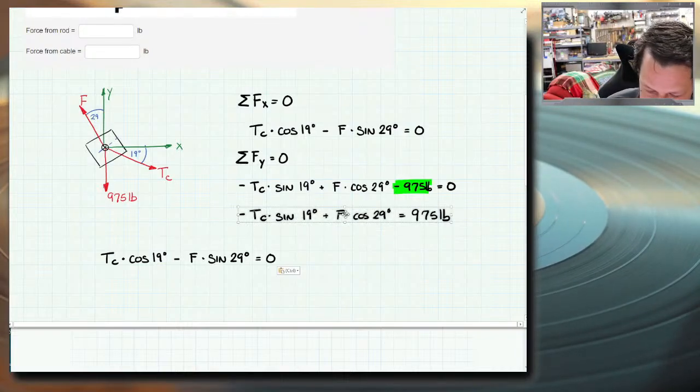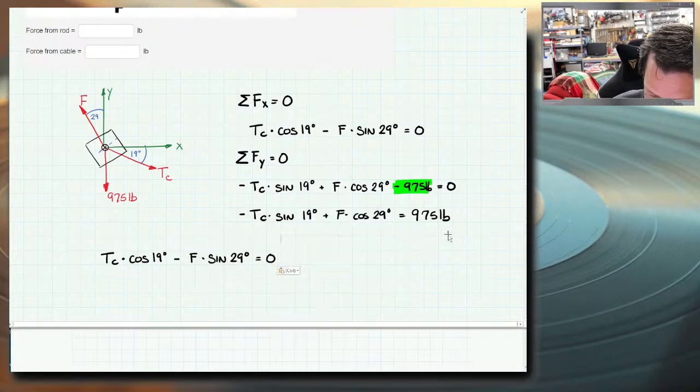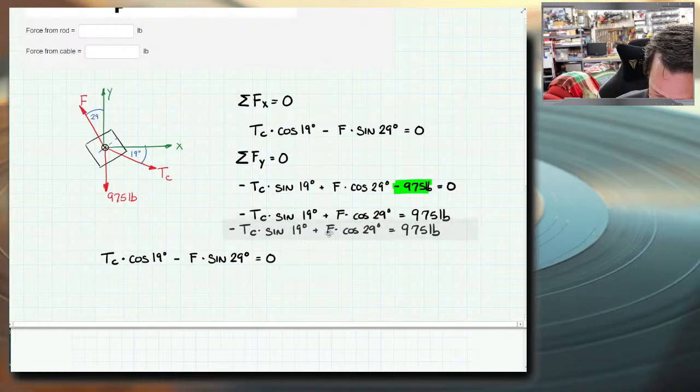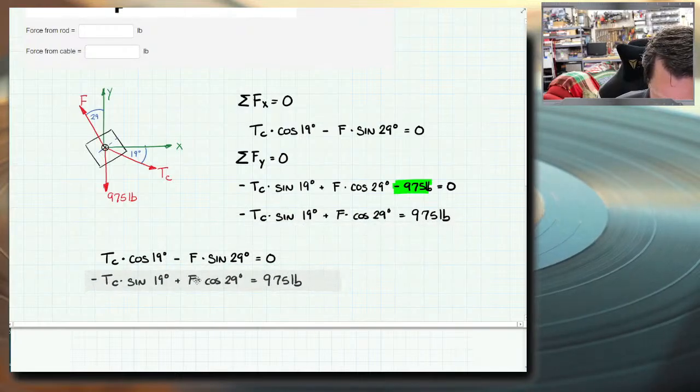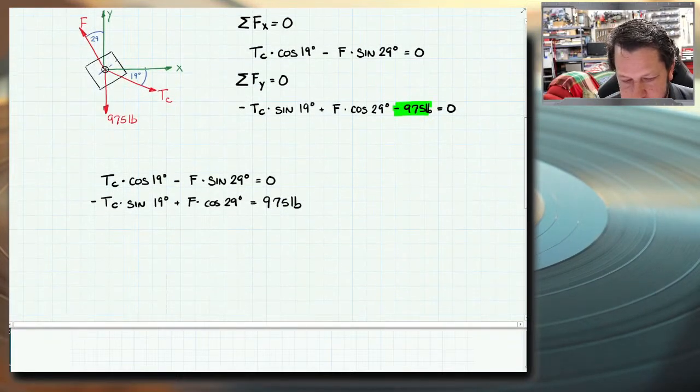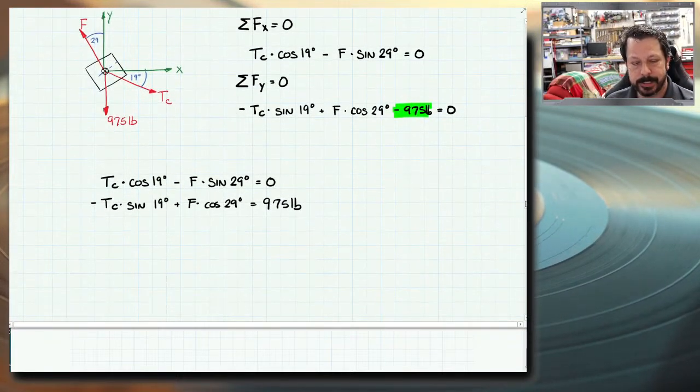Actually, let's just move it. Oh, I keep hitting the wrong buttons. There we go. And I want to line those up. Why I'm doing this is because I'm going to use a particular method to solve these simultaneous equations.